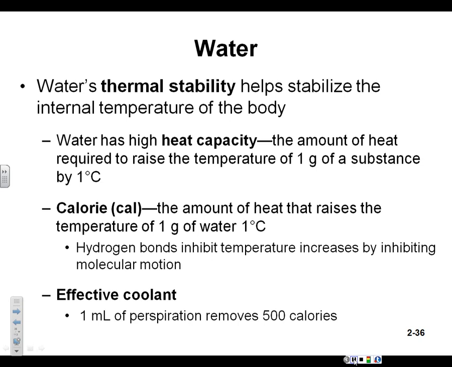So you can raise the temperature of 1 gram of any substance by 1 degree what? Celsius.